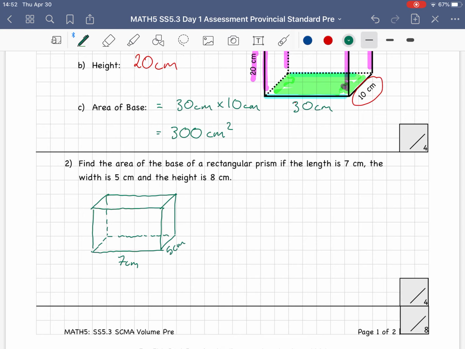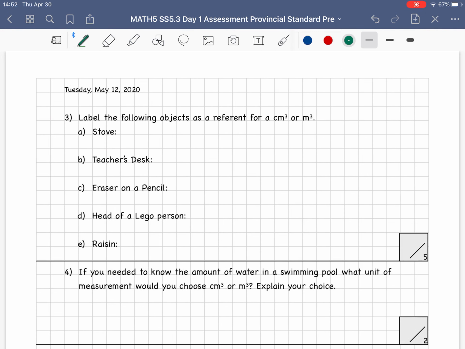So the length is 7 centimeters. The width is 5 centimeters. That's that little guy. And the height is 8 centimeters. Now the base is this space right here. So the area of the base is equal to 7 centimeters times 5 centimeters, which is equal to 35 centimeters squared.